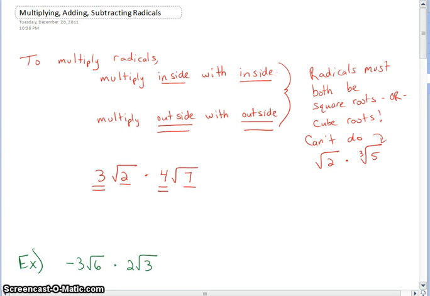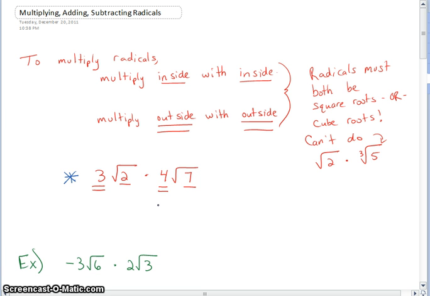Alright, this video is about multiplying, adding, and subtracting with radicals. So remember, to multiply radicals, you've got to multiply the inside number with the inside number, and then multiply the outside numbers with outside numbers. So in this example right here, I've got 3 radical 2 times 4 radical 7.